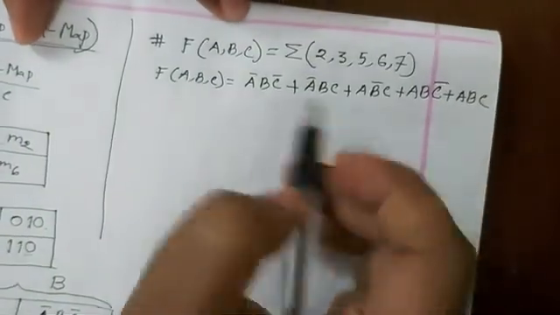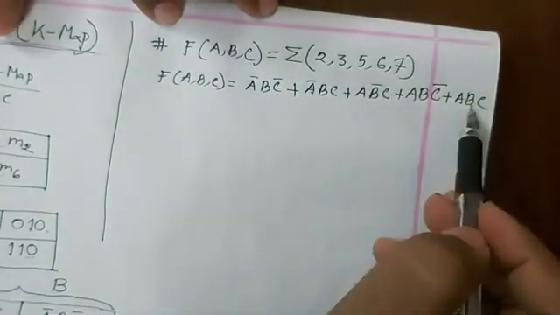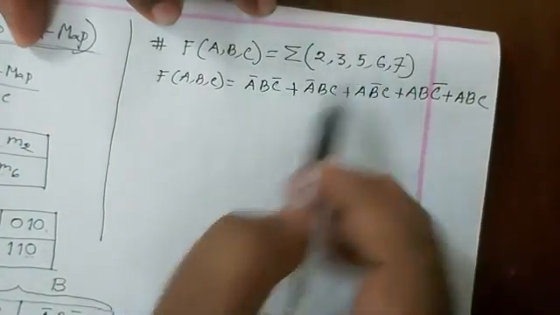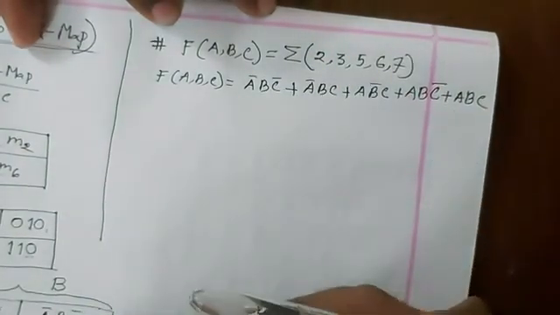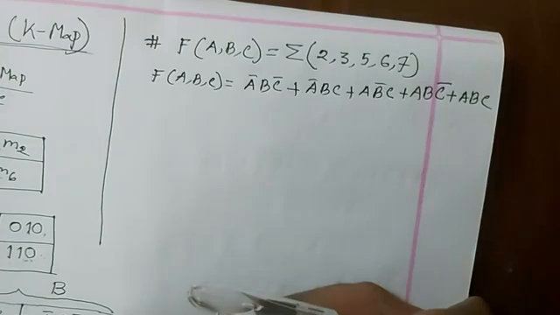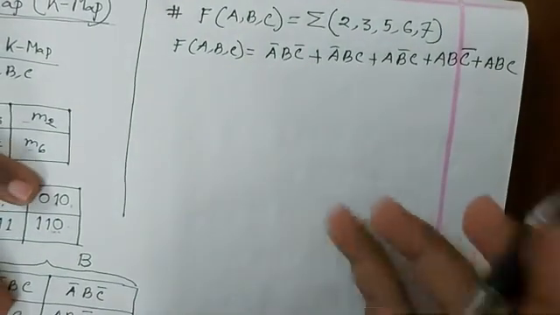Or suppose this equation is given. Writing it this way or this way is exactly the same. So suppose this equation is given, and you have to find the most simplified form of that equation. Let's do it using this K-map.